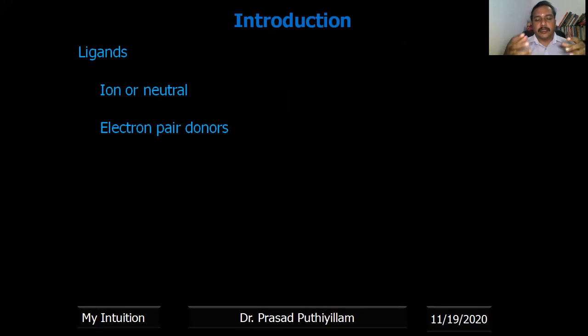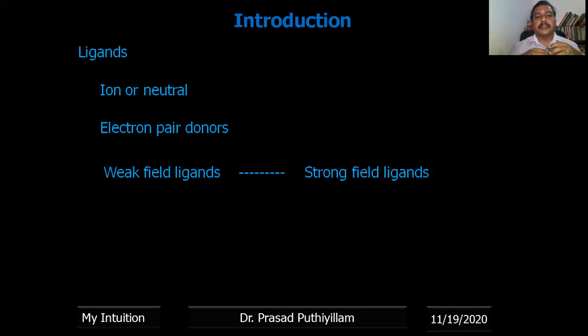Based on the ability to donate electrons as well as the effective field towards the magnetic property, we call them weak field ligand as well as strong field ligand. So the ligands are classified based on the ability to create the field, how these ligands will contribute towards the magnetic property. We call them weak field ligands and strong field ligands.